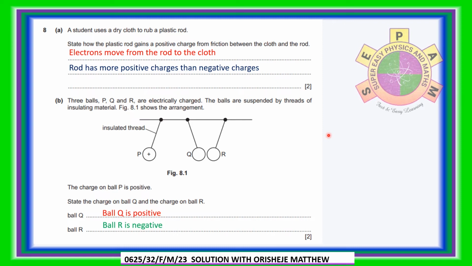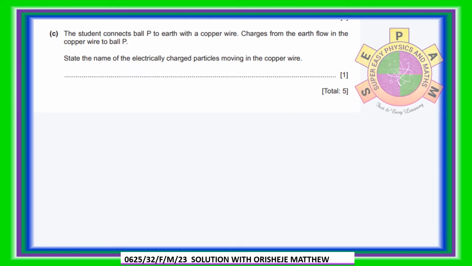The student connects P to earth with a copper wire. Charges from the earth flow in the copper wire to ball P. State the name of the electrically charged particle moving in the copper wire. Free electrons.